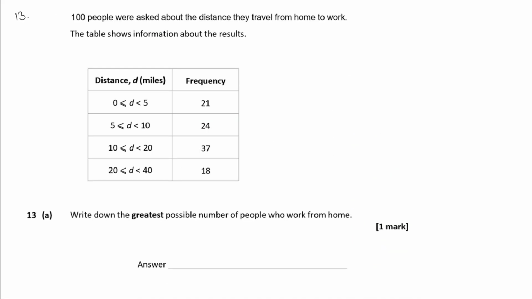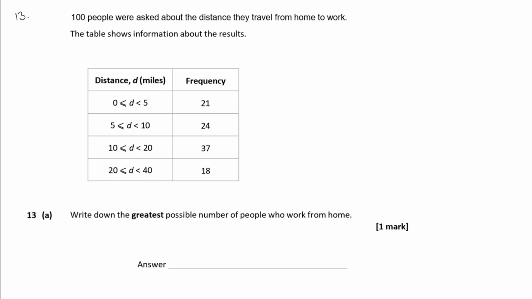Question 13. 100 people were asked about the distance they travel from home to work. The table shows information about the results. It's a grouped frequency table here, isn't it? It's grouped into different ranges, not actually all the same size. We've got 0 to 5, 5 to 10, which are both width 5, and then a wider one from 10 to 20, and an even wider one from 20 to 40.